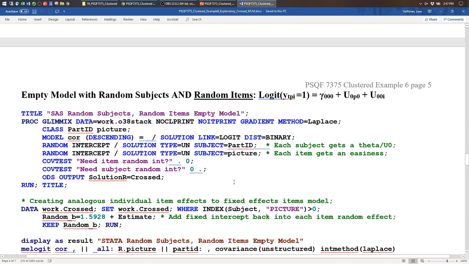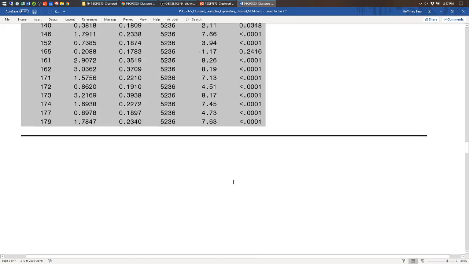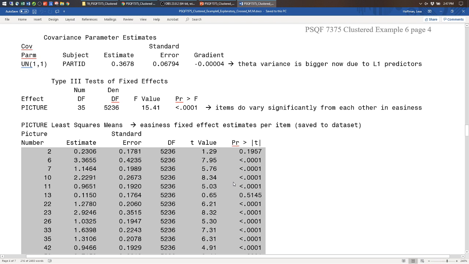Now what if I wanted to properly account for these differences between items and their easiness and test my hypotheses about why they are there? Can I use this model? Can I use a model where each item gets its own separately estimated easiness and then predict why some items are more easy than others? Can I do that? Can I do both at the same time?